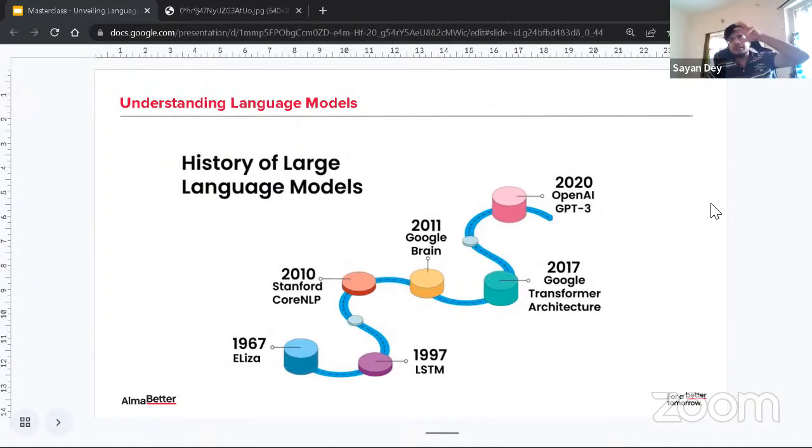The basics are basically taking a word, taking a phrase, taking a sentence, and how we are able to represent that sentence as a sequence of numbers.